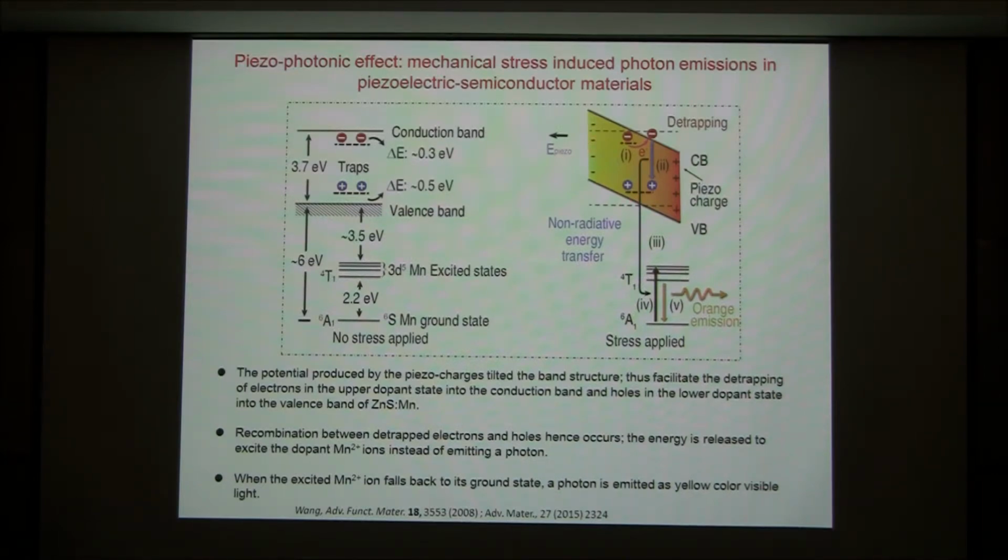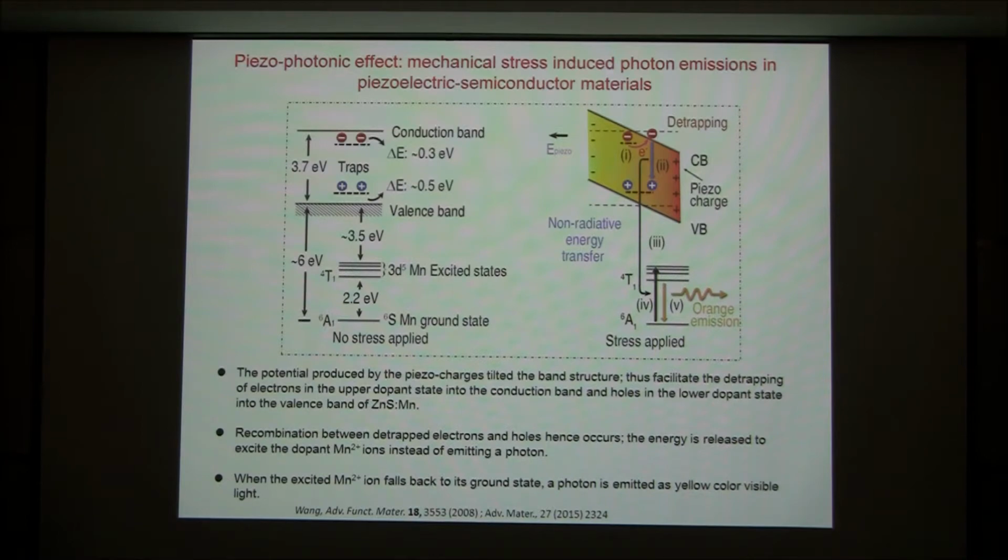In such a case, now if you have the electrons that are trapped by the surface states or defect states, those can be detrapped to vacuum states here, then the detrapped electron can fall in the hole state, give you additional energy. But this additional energy does not emit as photons. Instead, this is energy being absorbed by the doped elements of manganese. Excite electron from A state to T state. But this electron can fall back to the A state, give you orange color emission.